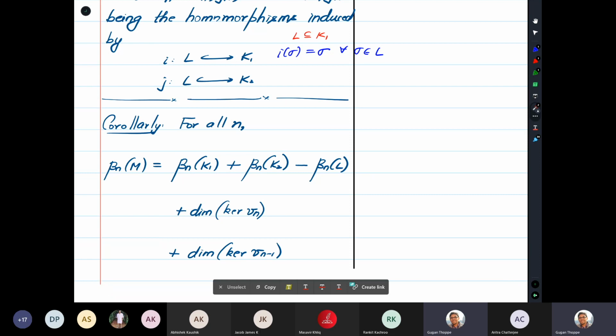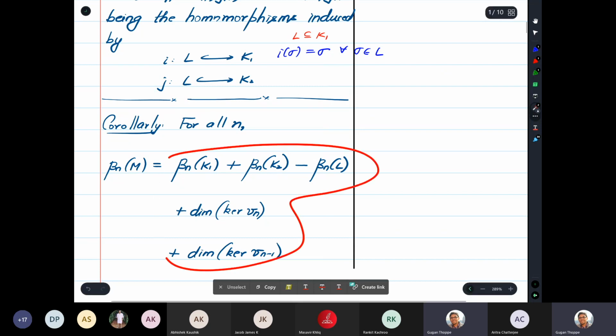And the other thing is that the terms on the right only concern K1, K2, L and so on, right? So these are things you should be able to compute, and what this relation tells us is that if you know these different things, you will be able to compute the nth Betti number of M as well.